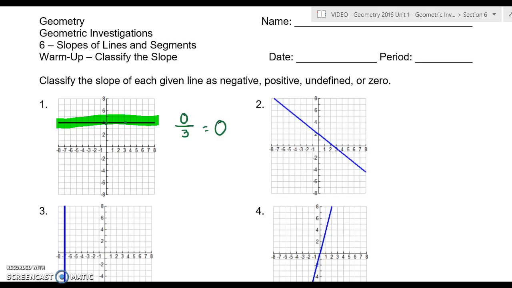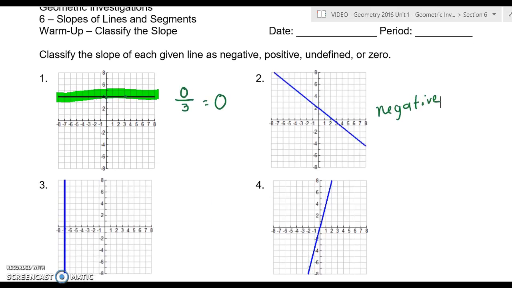On number 2, we don't need to calculate the slope, but we can tell what it's doing. As we move from left to right, this line is falling. So the vertical change would be a negative as we have a positive horizontal change. So that would be a negative slope.